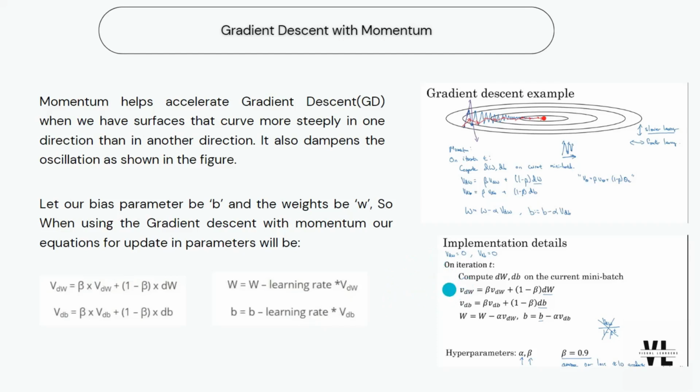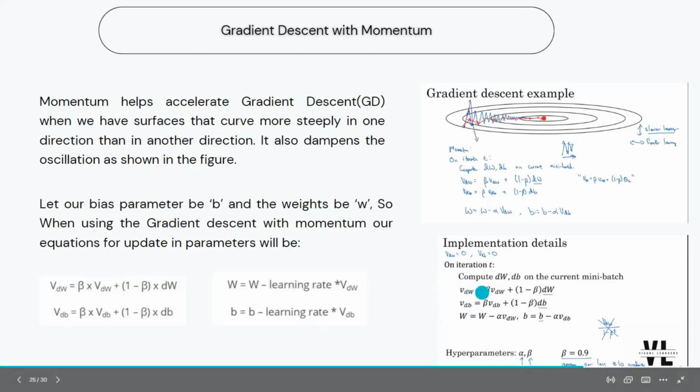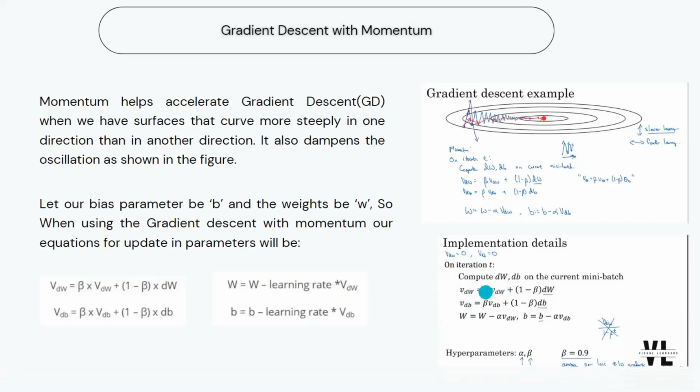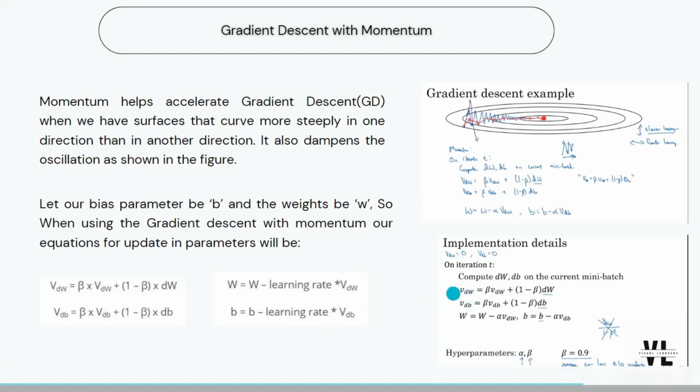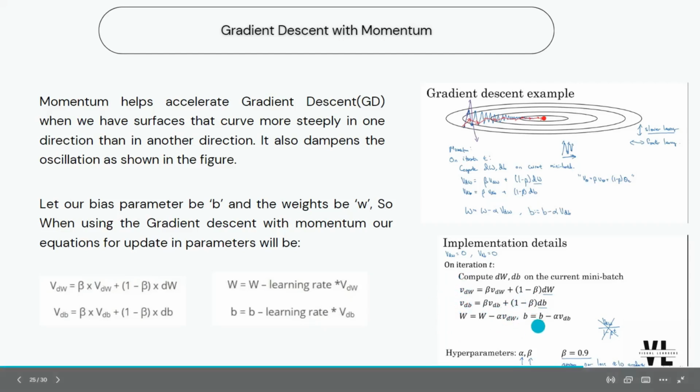In order to compute the current ones, the current average is computed by using beta multiplied by the previously computed VdW, plus 1 minus beta times dW, which is the current gradient. Then we do the same thing for the bias. Finally, we adjust the weight W by the newly computed VdW, and we adjust the bias by the newly computed Vdb.